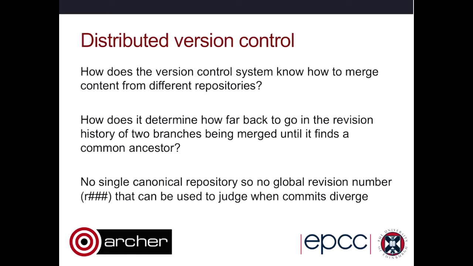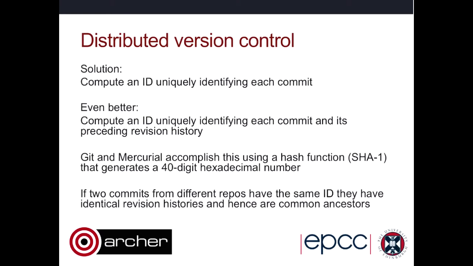Because we have forfeited our single canonical repository, we don't have the global view that I mentioned earlier. We don't have a simple incrementing revision number which says this commit comes after that, comes after that, which could of course be used to judge when commits diverge. So how can we solve this? Well, one solution, which was taken up by the developers of Git, and is also used by Mercurial, is to compute a unique ID, i.e. a key value, for each commit. Or even better, to compute an ID that doesn't just uniquely identify the changes that compose each commit, but also all the preceding changes, so the entire revision history preceding that commit.